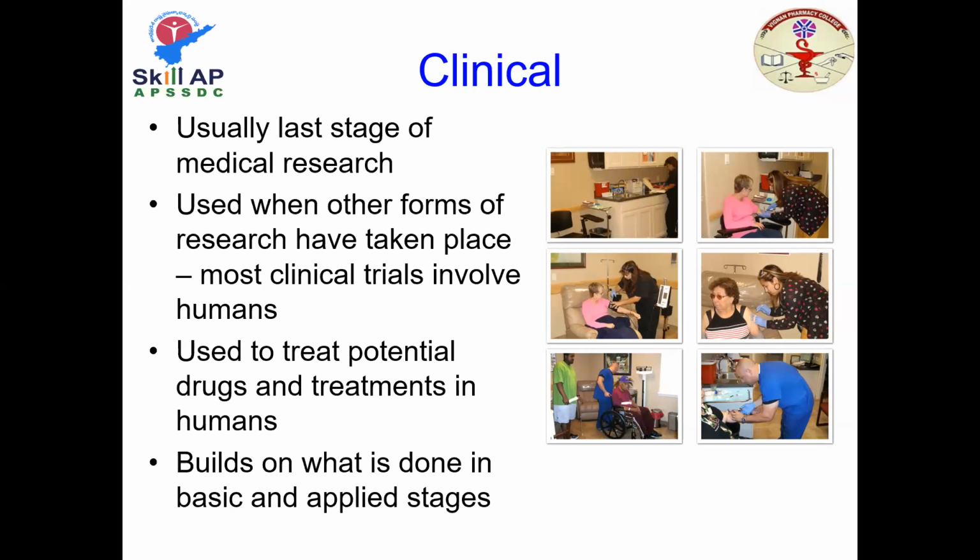So it is used when other forms of research have taken place, meaning before going to the human trials, we will be conducting studies initially in computer software, in silico simulators, next in vitro, in vivo, and at the end human trials. So it is useful for testing potential drugs and treatments in humans. It builds on what is done in the basic and applied stages.